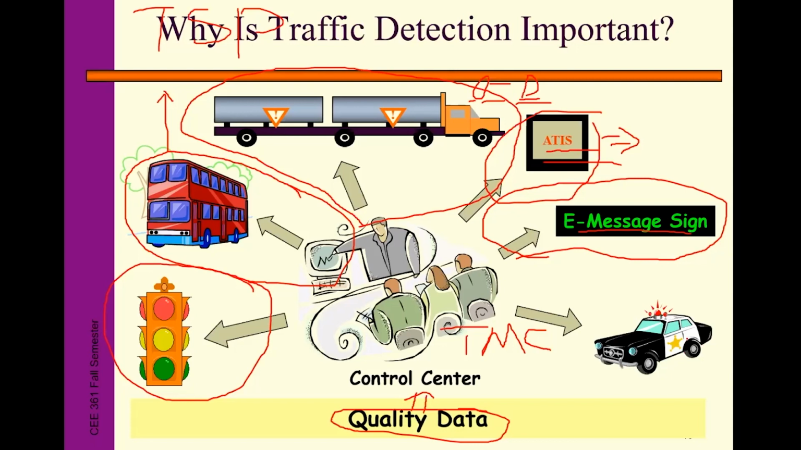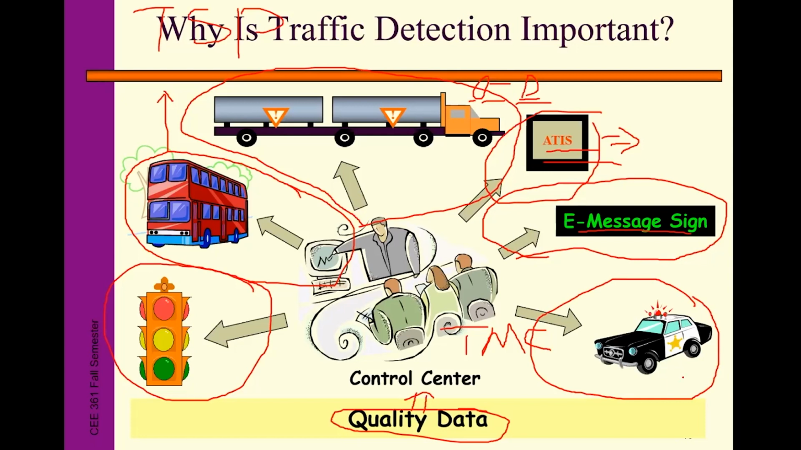And we also have the emergency response system. If we have high quality data collected, we can allocate more green time to the emergency response vehicles and let them arrive at the accident location quickly, to save lives and reduce the congestion and the travel time.